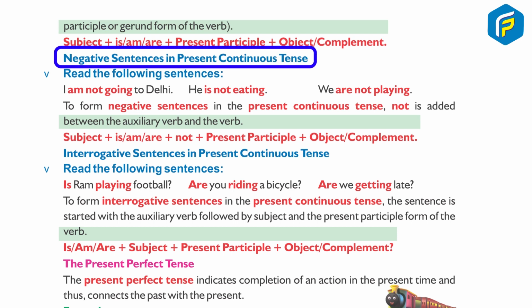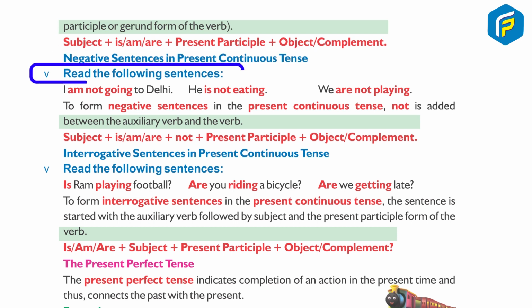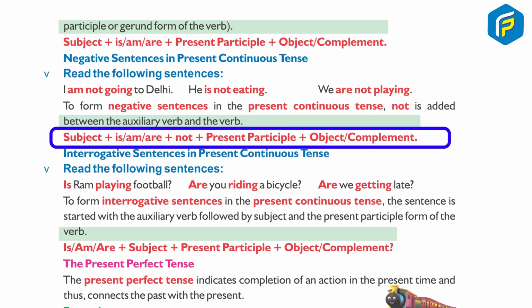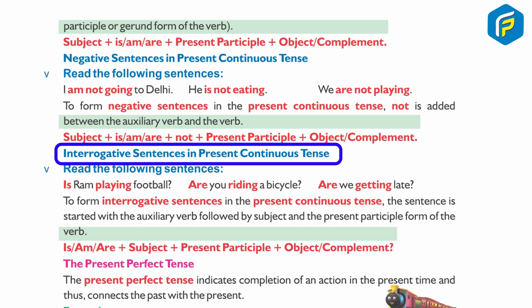Negative sentences in present continuous tense. Read the following sentences. I am not going to school. He is not eating. We are not playing. To form negative sentences in the present continuous tense, not is added between the auxiliary verb and the verb. Subject plus is, am, are plus not plus present participle plus object complement. Interrogative sentences in present continuous tense.